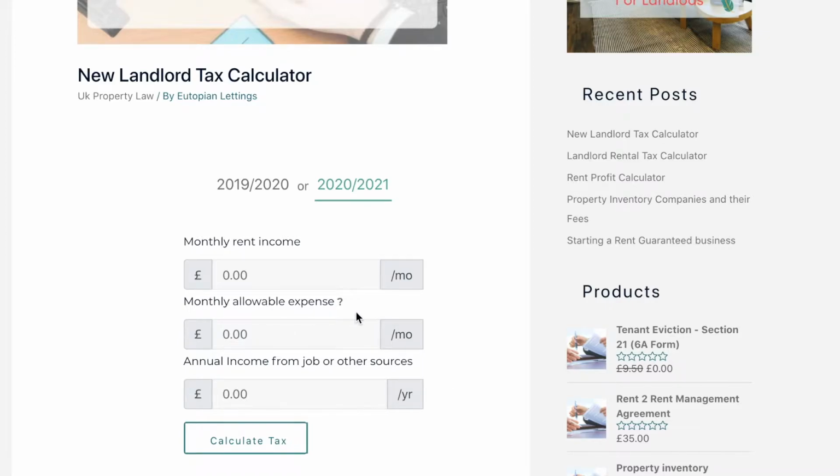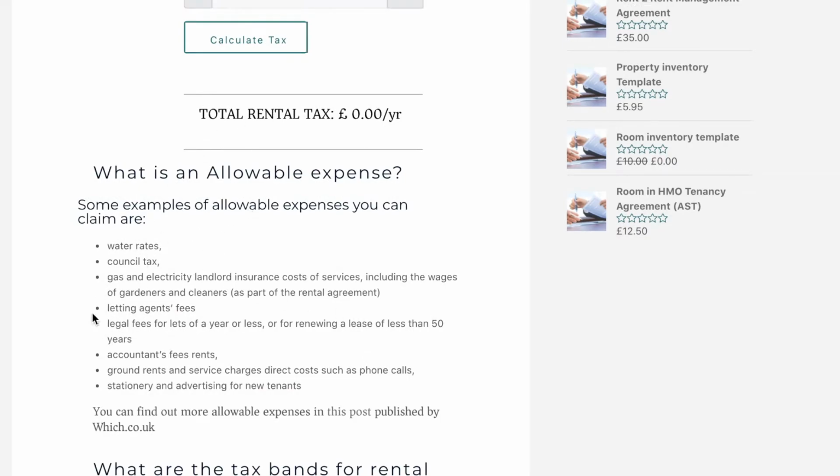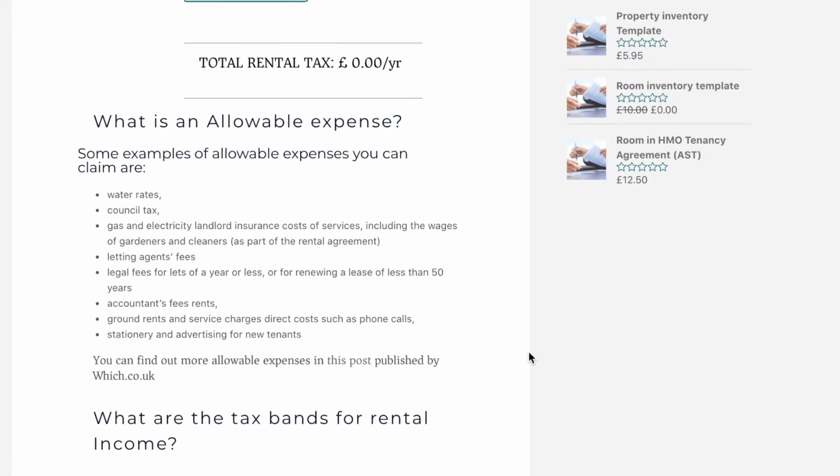Your monthly allowable expenses: I have a list here of the things that are allowable. So basically they're tax deductible from your rent. These can be the water rates, council rates, the gas, electricity, lettings agents fees, accountant fees, ground rent, stationery and advertising for tenants. The list is a bit longer and more detailed. If you want to read more about these allowable expenses, you can go to which.co.uk. If you click on this link, it's going to take you straight to that website.